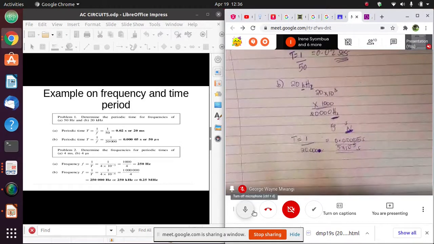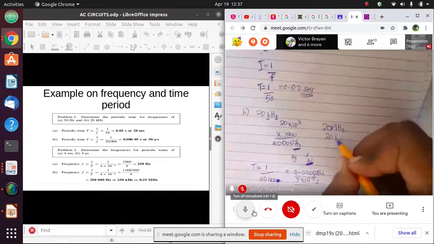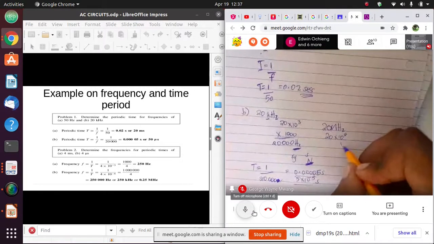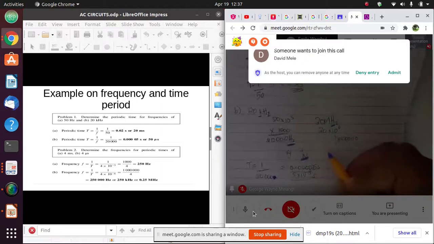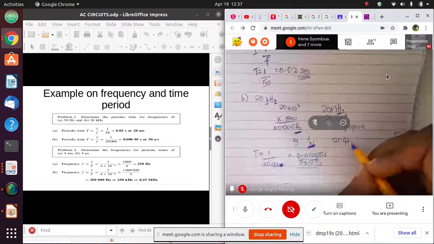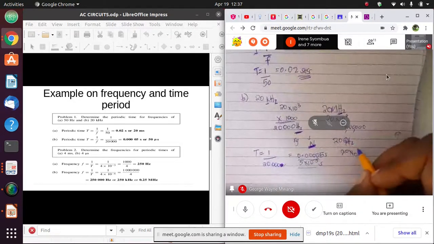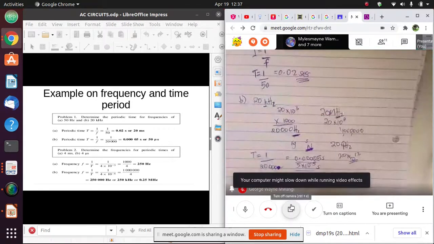So whenever I'm given kilohertz, you multiply by 1000 to make them hertz. If you are given 20 megahertz, this is 20 times 10 raised to power 6, or 20 times a million. Always make sure unabadilisha inakuwa into its base unit, hertz. Kama umepatiwa 20 gigahertz, this is 20 times 10 raised to power 12. So always ensure that the value unayotumia ni its base unit. Sawa.